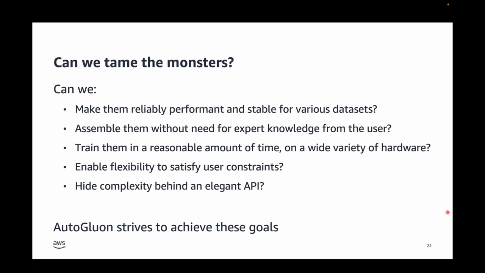And also, can we hide everything behind a very simple API that hides away the complexity from the users? And this was the founding principle, the aspiration of the AutoGluon library: to hide all this complexity behind a very simple API and bring these very performant but complex solutions to end users wrapped in a simple API, making it very easy.